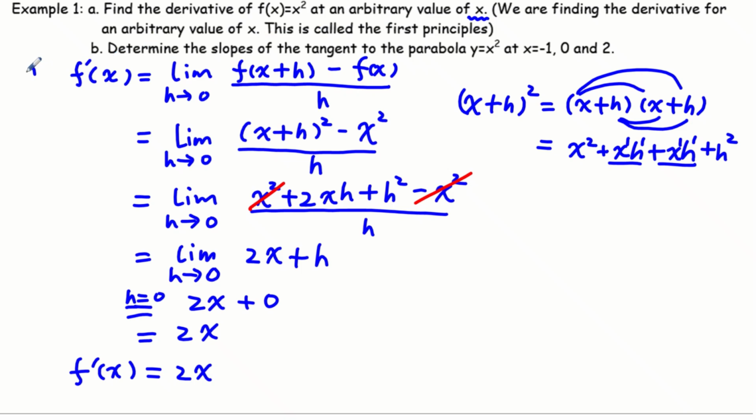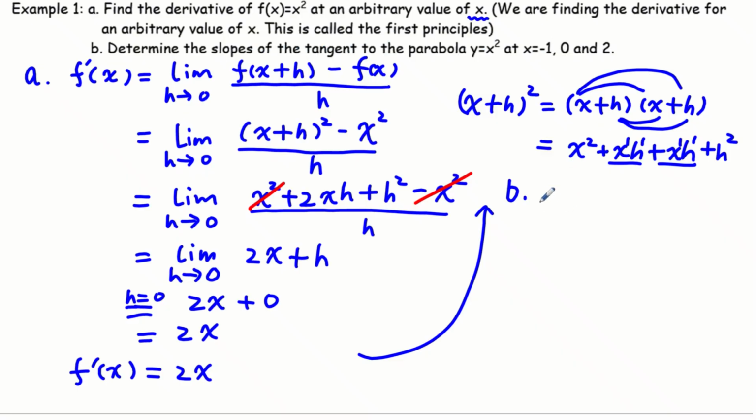So this is for question A. The reason why we want to have the derivative at an arbitrary value of x is because this is a general formula. For question B, we don't have to do the derivative again. We could just sub in the x value to find the derivative of the function at that x value, and that represents the slope of the tangent.